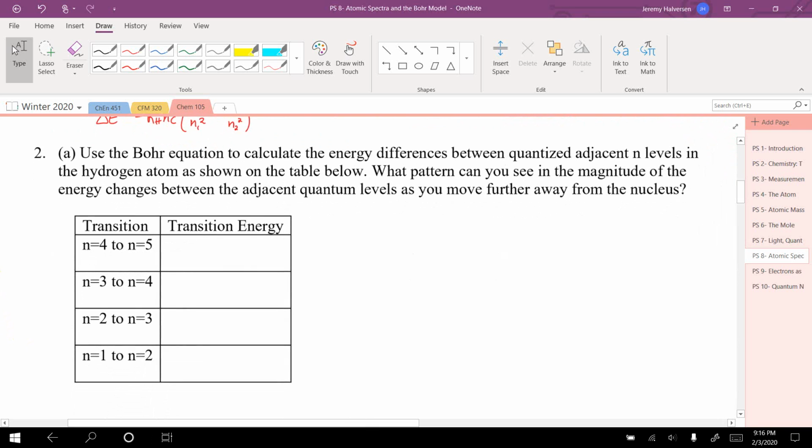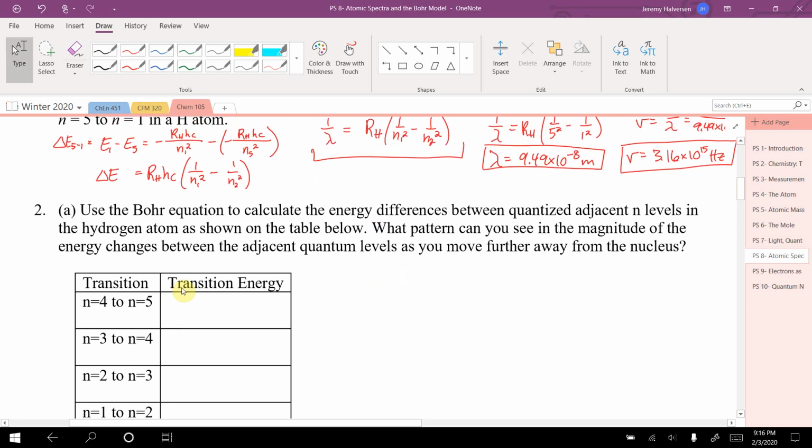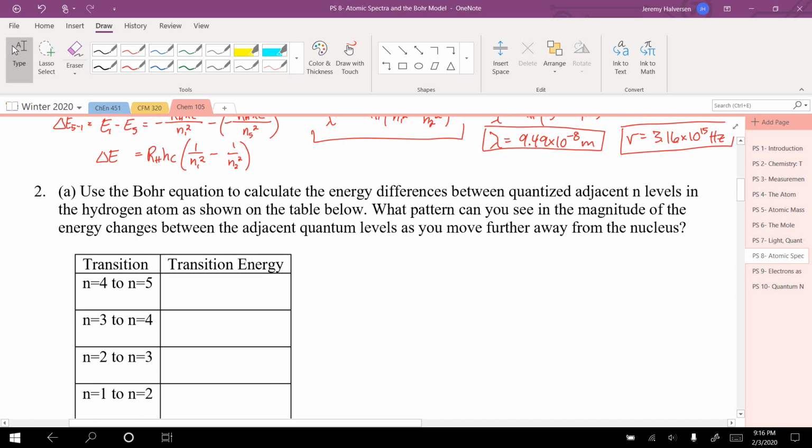All right, use the Bohr equation to calculate the energy difference between quantized adjacent n levels in the hydrogen atom, as shown on the table below. What pattern can you see? Okay, so I'm trying to get transition energies. I showed you how to use the Rydberg equation to get wavelength, and I could use that wavelength, that frequency, to get an energy. And that's how I could solve this. But now I'm going to use this equation just for diversity.